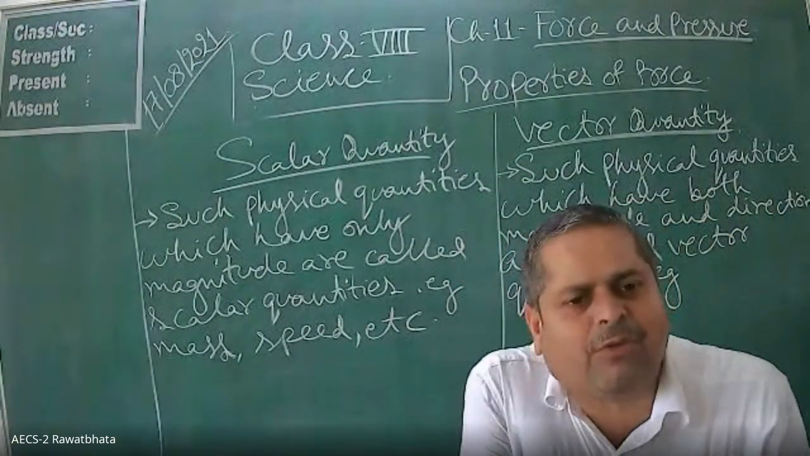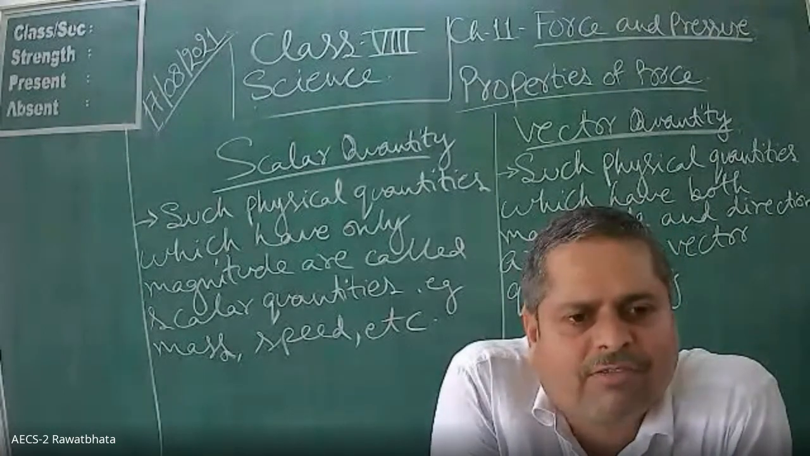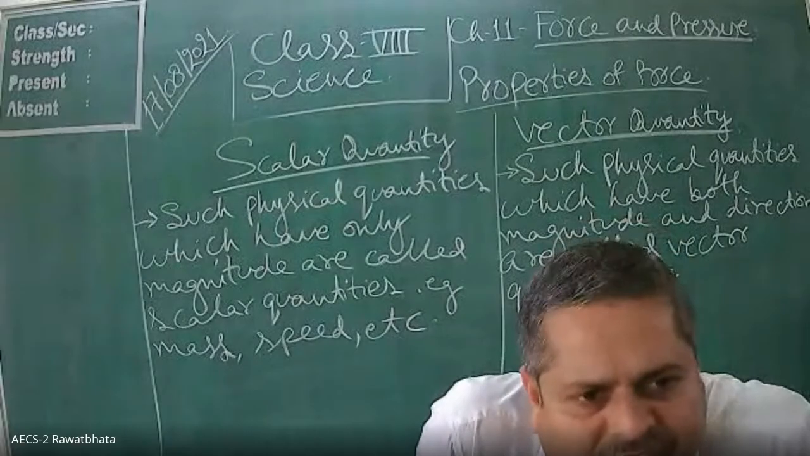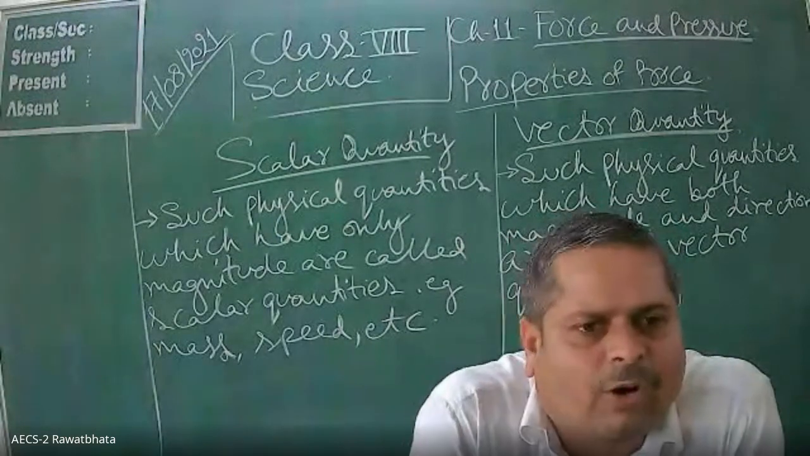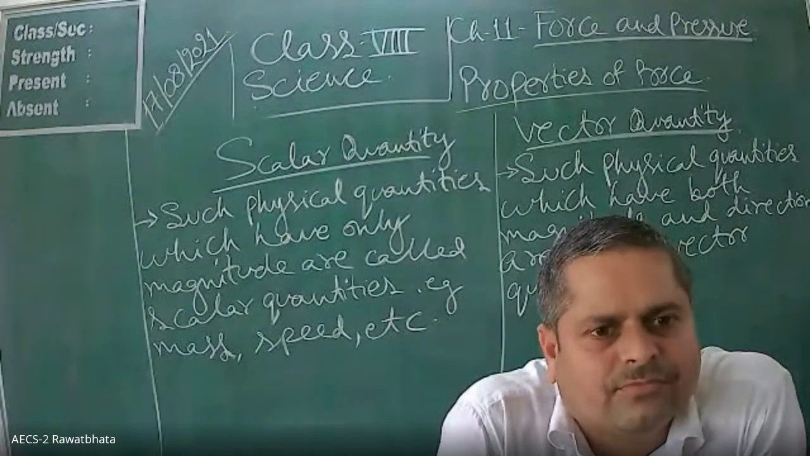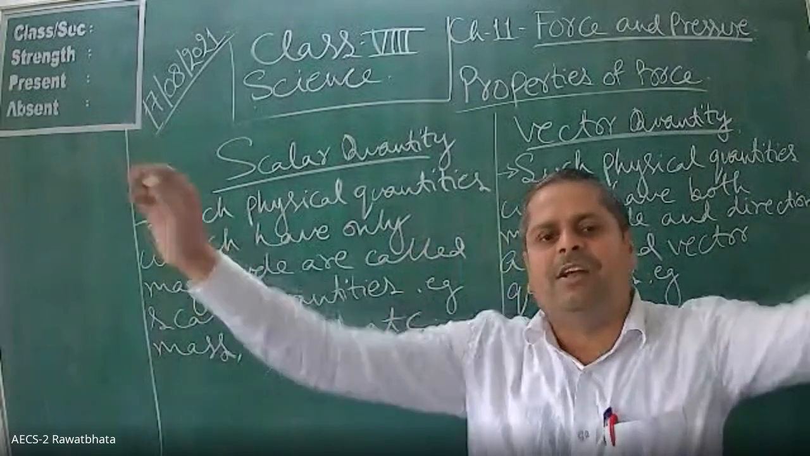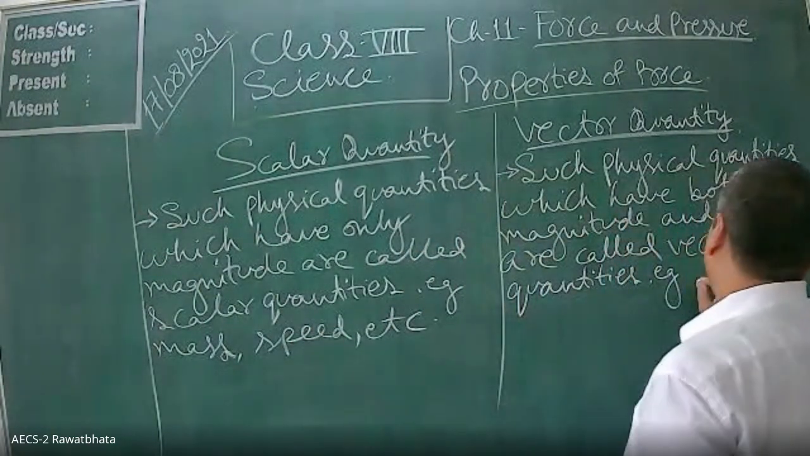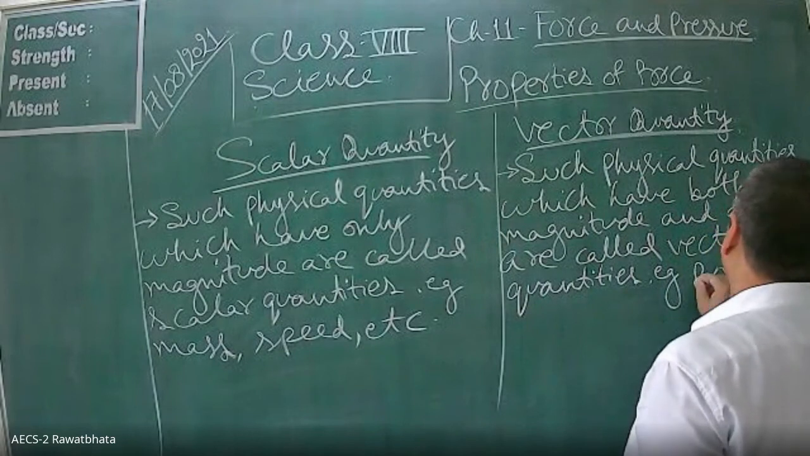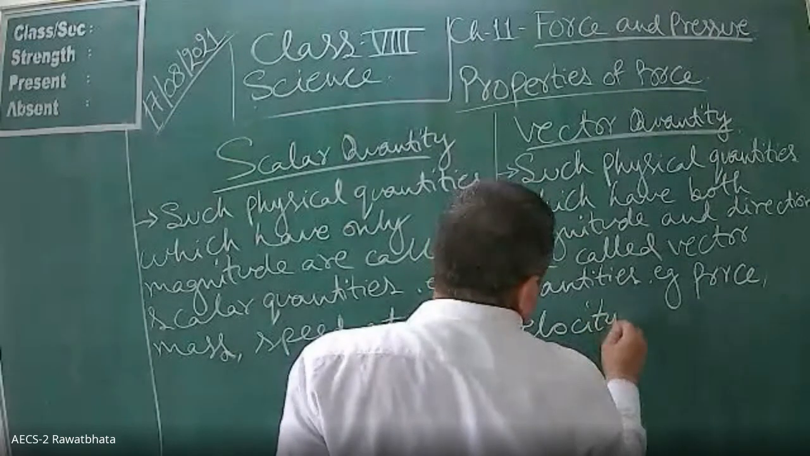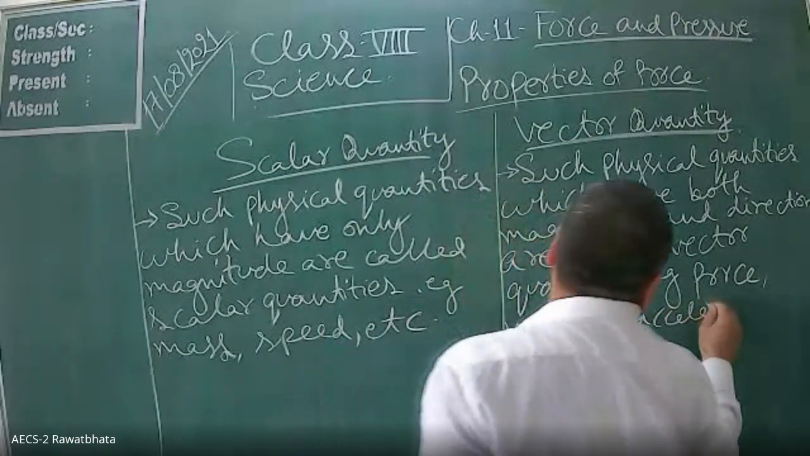Can you guess, force is which type of physical quantity? Is it scalar? It is vector because it has direction. So it is a vector quantity. For example, force, velocity, acceleration, etc.